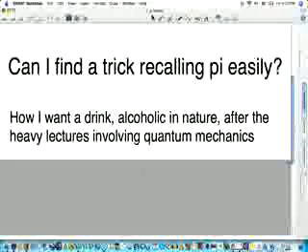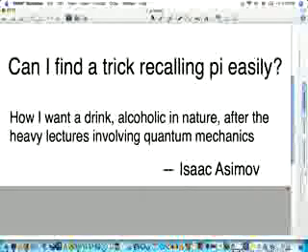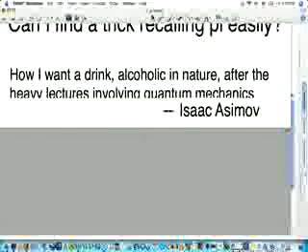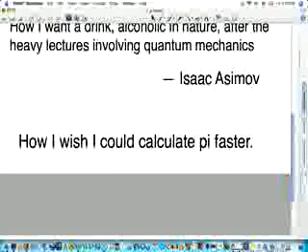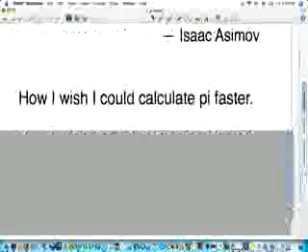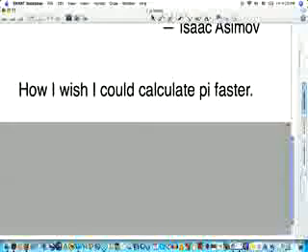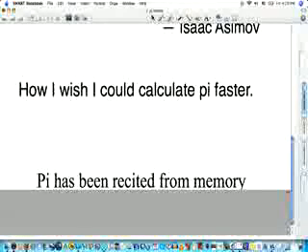Here's another one: "How I want a drink, alcoholic in nature, after the heavy lectures involving quantum mechanics." This one was actually created by Isaac Asimov, and this one has pi to several more digits: 3, 1, 4, 1, 5, 9, 2, 6, 5, 3, 5, and so on. "How I wish I could calculate pi faster." Again, another way to remember the first few digits of pi.